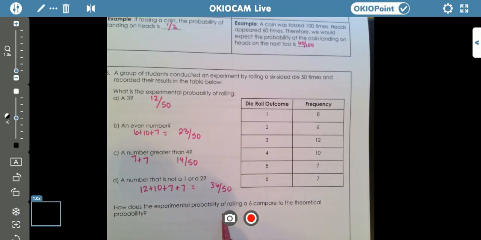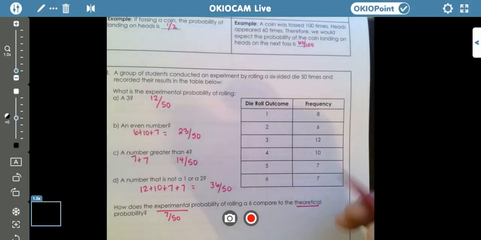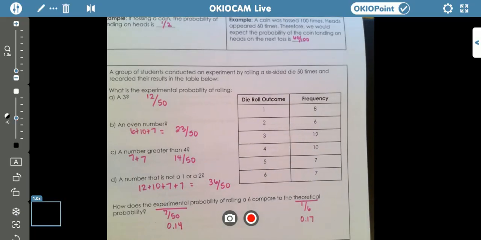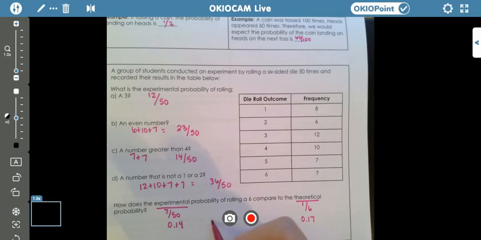And then how does the experimental probability of rolling a 6 compare to the theoretical? So experimental is what actually happened, so that was 7 out of 50 compared to the theoretical probability. Well, there's 6 numbers on the die, and there's only 1 6, so 1 out of 6. So we would need to make those into decimals so we could compare them better. This is 0.14, and this is 0.17. So we would say that the experimental probability is less than the theoretical probability in this case.